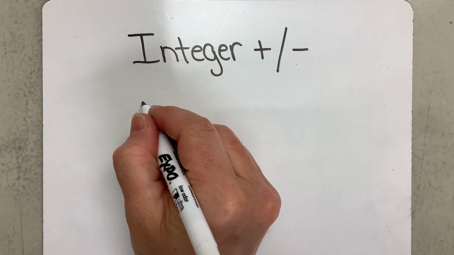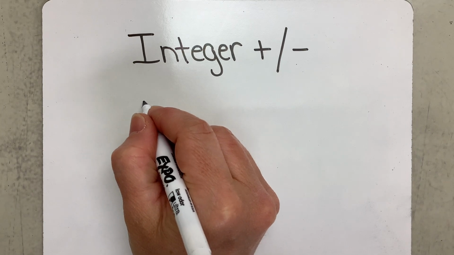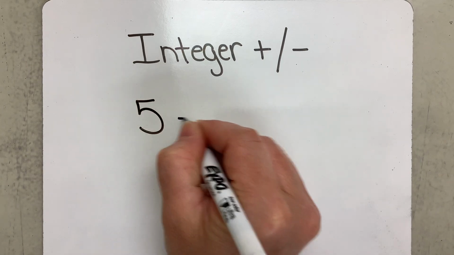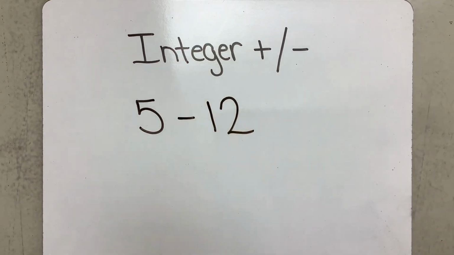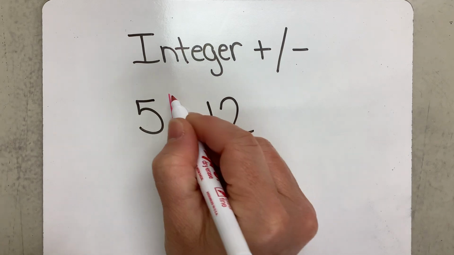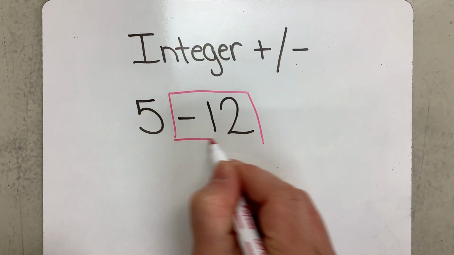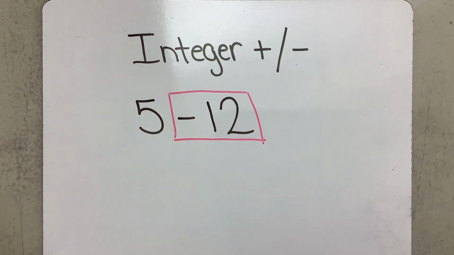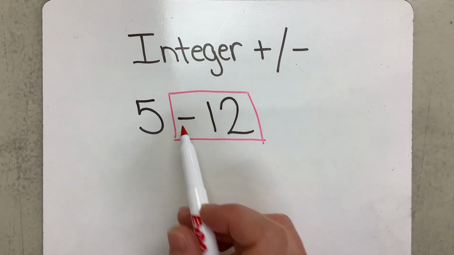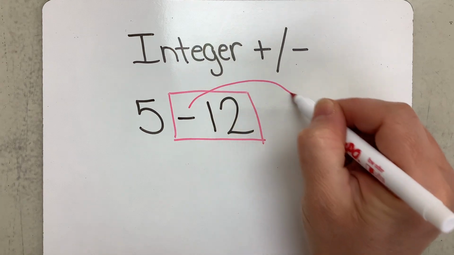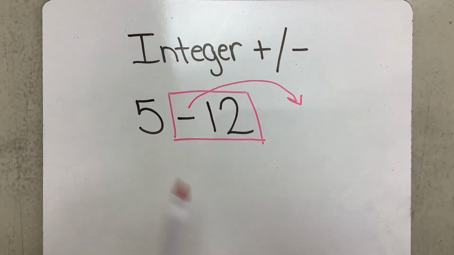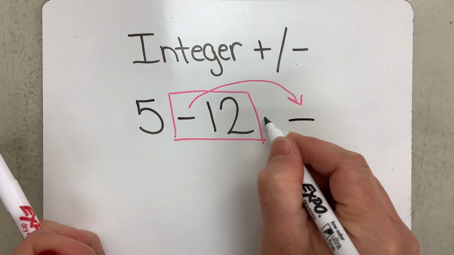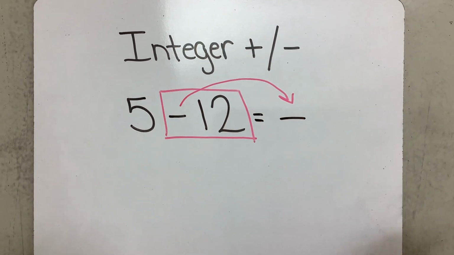What we've been doing is, if we have a problem such as 5 minus 12, okay, what we're going to do is we're going to box the bigger number. You got to think absolute value. So the absolute value of 5, the absolute value of 12. 12 is the bigger one. Whatever is inside of here is going to be the sign for your answer. So this answer is going to be negative.